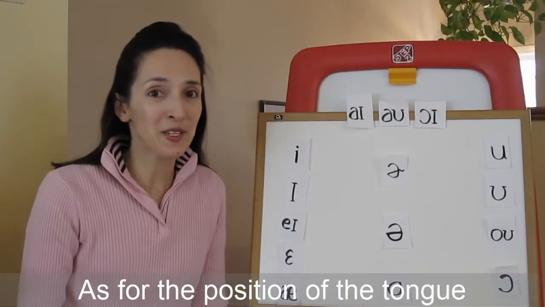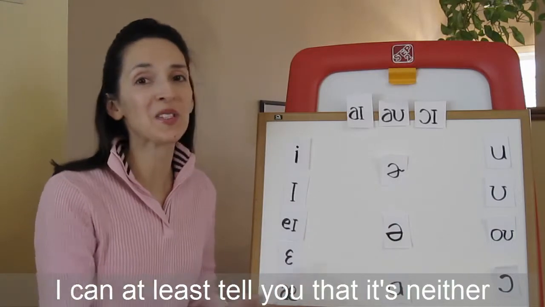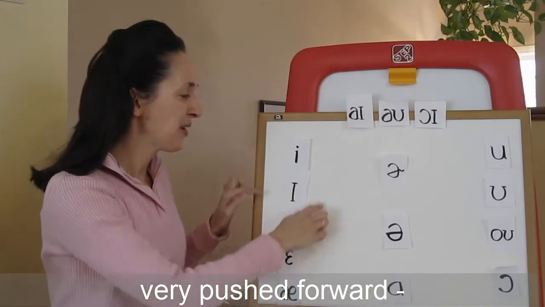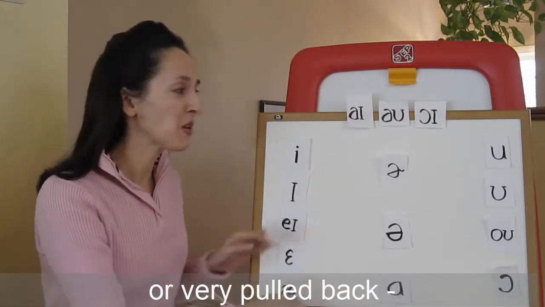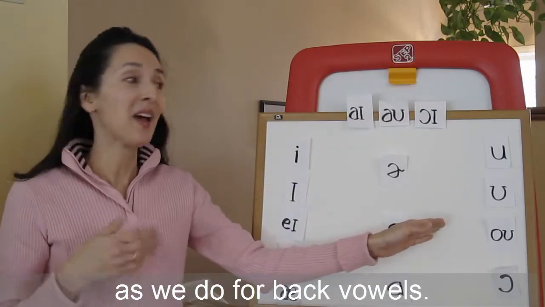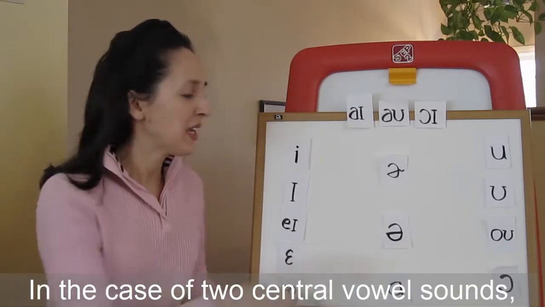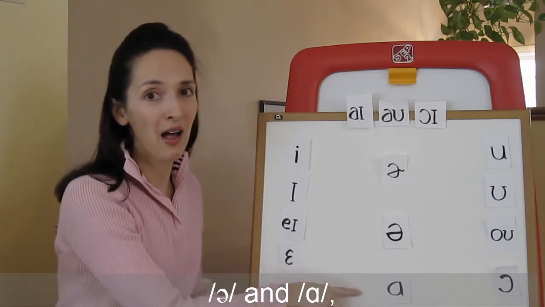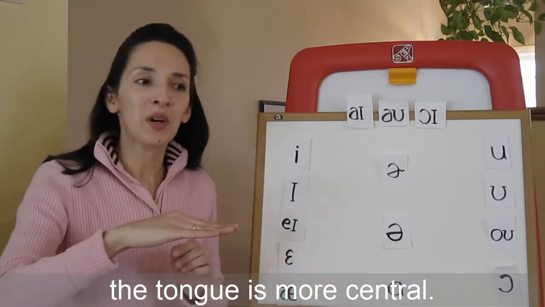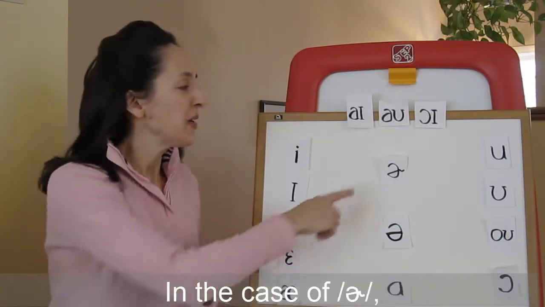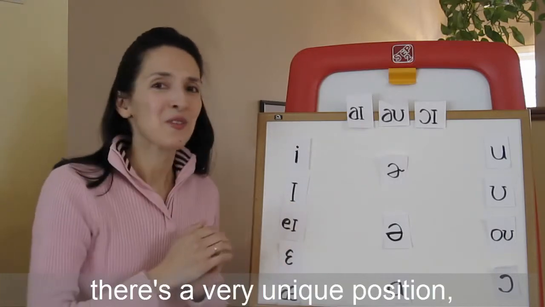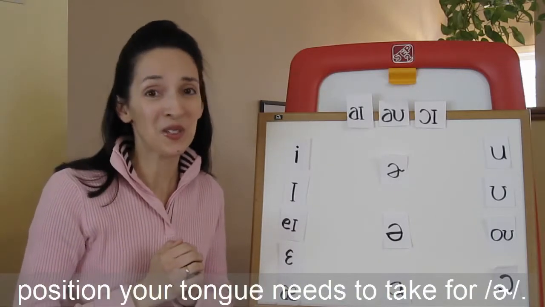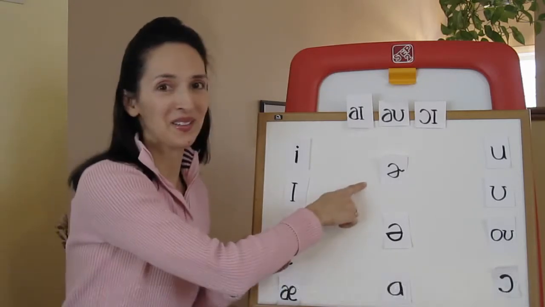As for the position of the tongue to make central vowel sounds, I can at least tell you that it's neither very pushed forward, as we do for front vowels, or very pulled back, as we do for back vowels. In the case of 2 central vowel sounds, the tongue is more central. In the case of the third, there's a very unique position, and I'll explain in detail the exact position your tongue needs to take.